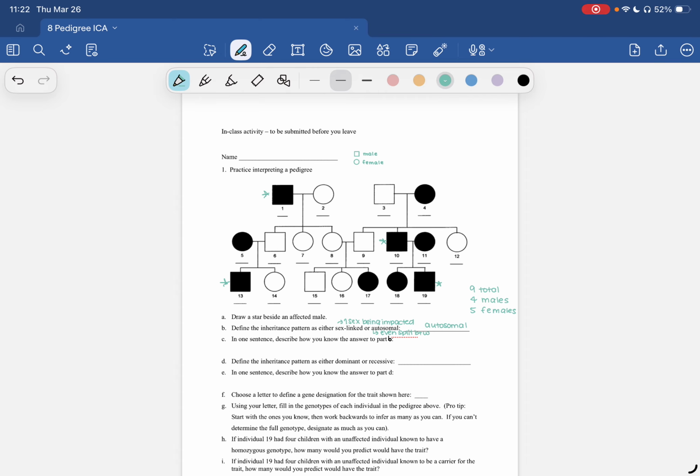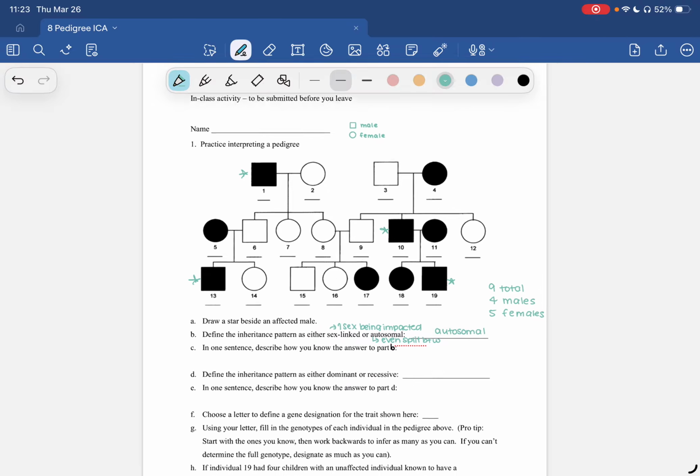In one sentence, describe how you know the answer to part B. You could simply say, out of the 9 affected individuals, it's almost a 50-50 split as 4 males are affected and 5 females are affected. But anything explaining that and how you got your answer would work.